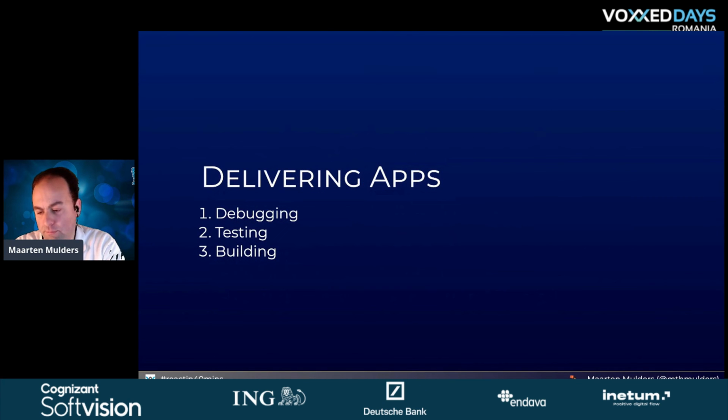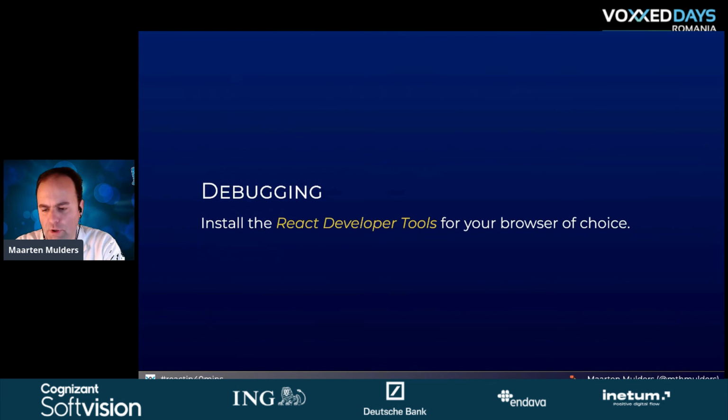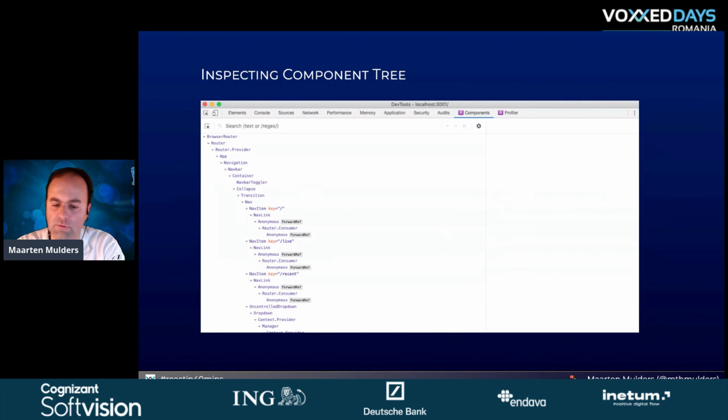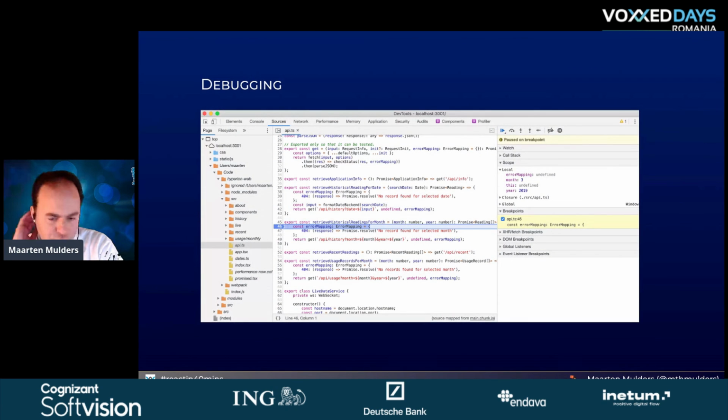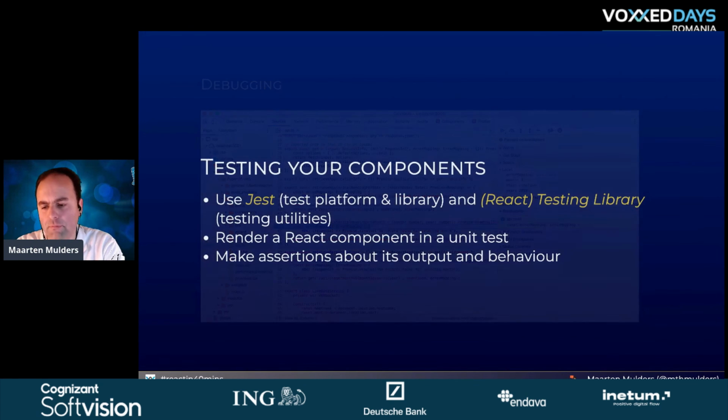Now, we've seen basically everything we need to know to deliver an app. If you want to debug the application that you're building, I highly recommend to install the React developer tools, which makes your life a lot easier. It will allow you to inspect the React tree of components rather than only the generated document object model. It will also give you source maps so that your debugger shows you the code that you wrote rather than the transpiled code. That's not easy to debug.